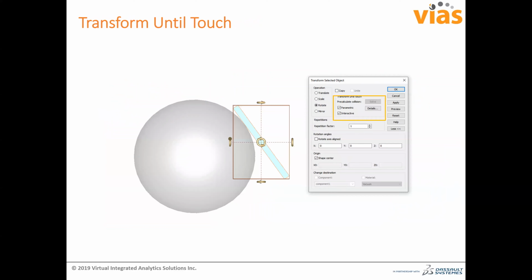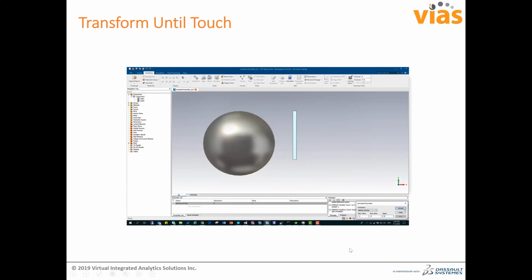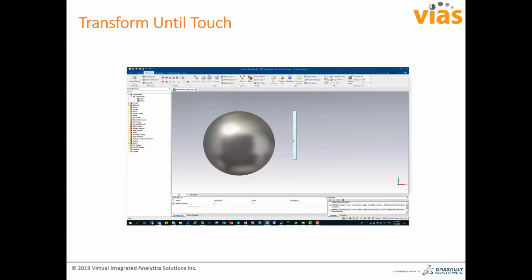Now, the new operation which has been added in CST 2020 is Transform Until Touch. There is a new feature over here, Transform Until Touch. You have to make it parametric and interactive. And in this environment, if you see it, with this feature we can animate the parameters from -3 to +9 at a step size of 20, and we can see how it behaves.